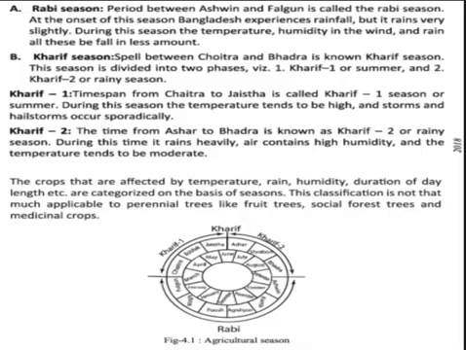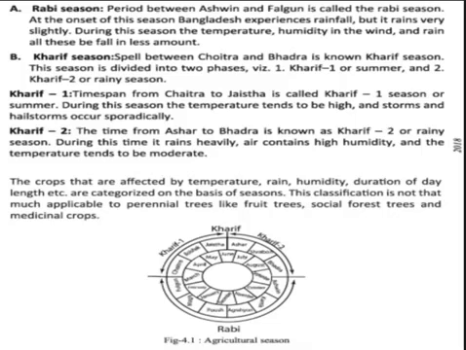Kharif one, the time from Chaitra to Jyeshtha, is mainly a season of summer. During this season, the temperature tends to be high, and there is hot humidity. Storms and hailstorms occur sporadically, and occasionally there will be a hailstorm or thunderstorm.